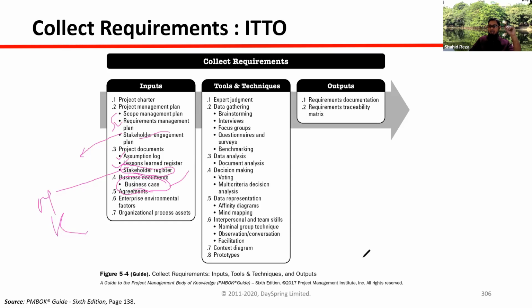Then agreements. Agreements means if you are a vendor or supplier, then the contract document or TOR document or SOW will be the main document to understand the requirements of the project. All right. So that's why we are taking agreements as input. And these 6 and 7, as they are under the planning process group, I have already mentioned in all the planning process groups you see these as inputs, because you have to understand the influence on this process from these two factors.